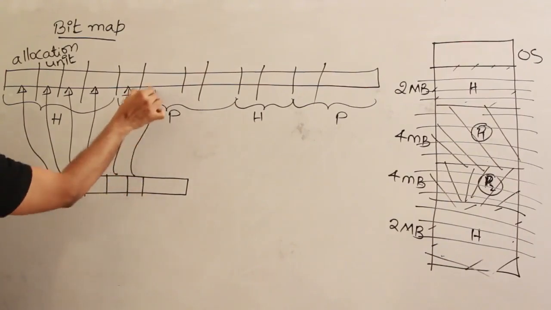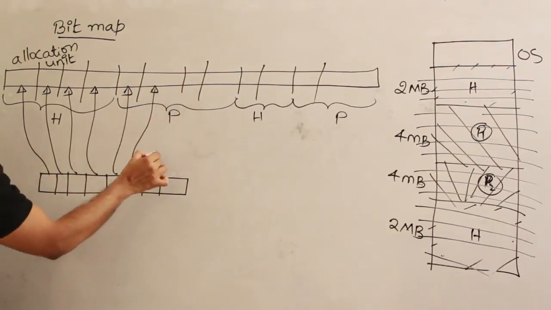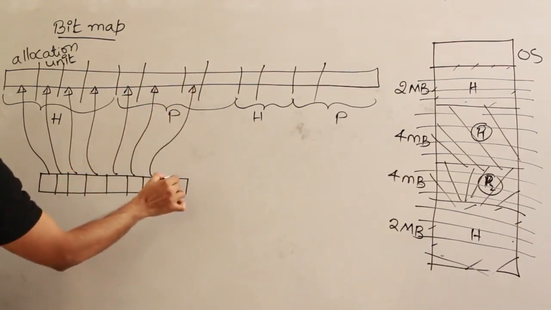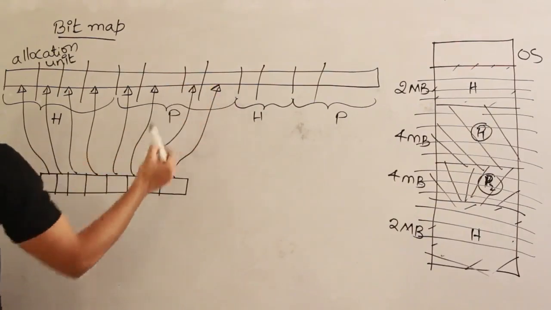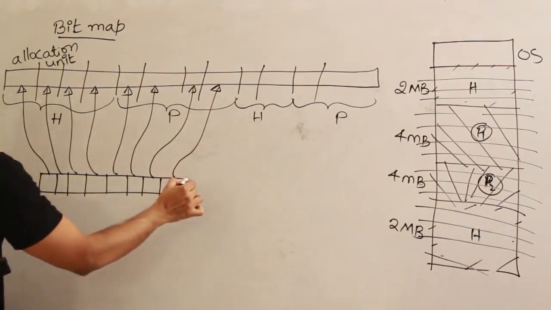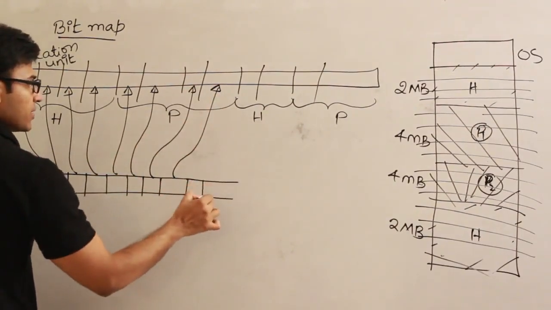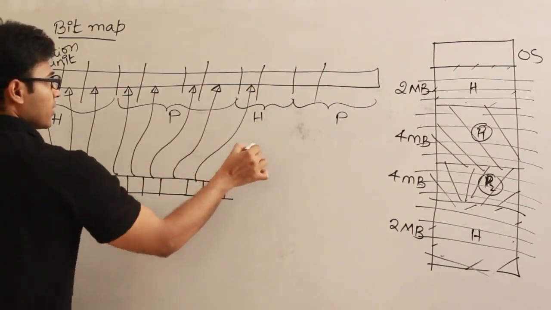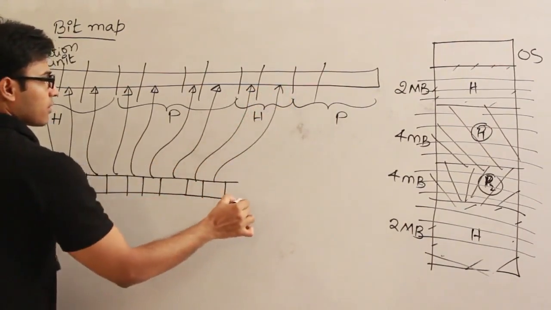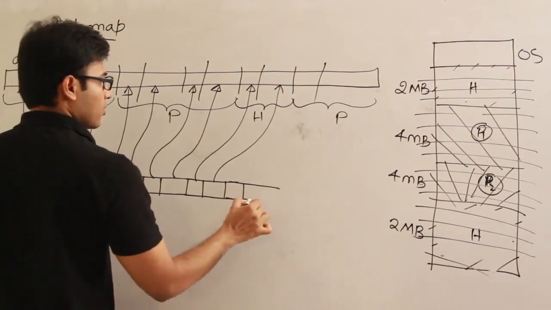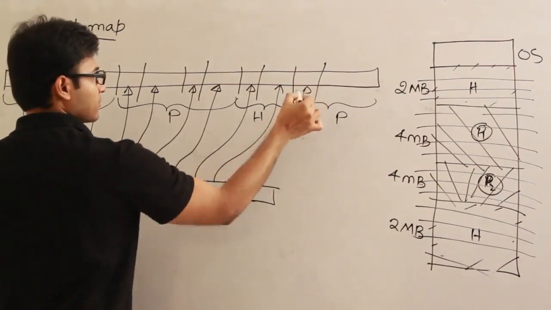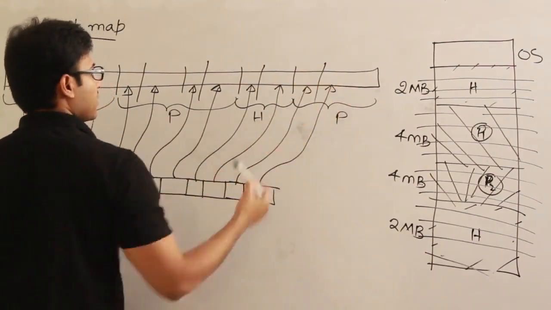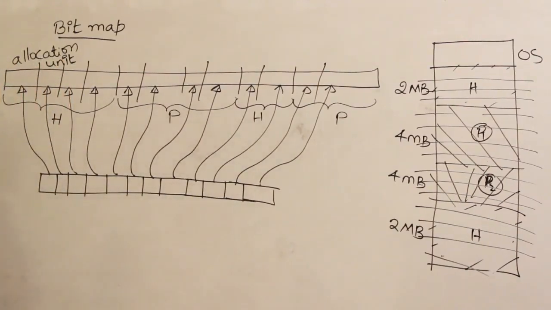Now each bit is pointing to one allocation unit, right? Like that. And the number of bits will be equal to the number of allocation units we have, right? Okay, I think it is going to take a lot of time writing it. Fine, done. Now see this.